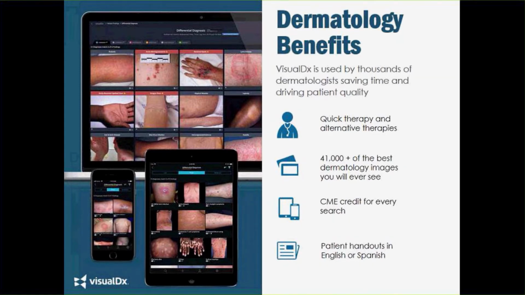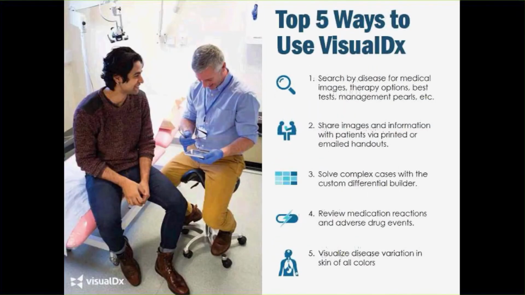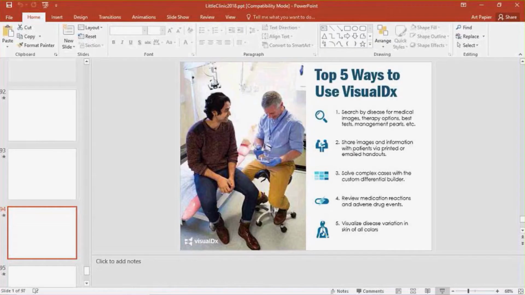There's over 40,000 images in VisualDx, and you can get CME credit for every search you do in VisualDx. There are also patient handouts in English or Spanish. So people use VisualDx by searching by disease. They share images with patients. They solve complex cases. They review medication adverse events. And as I mentioned, you can visualize disease in people of color.